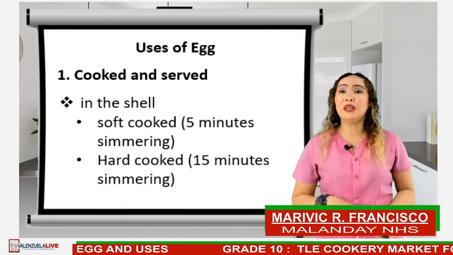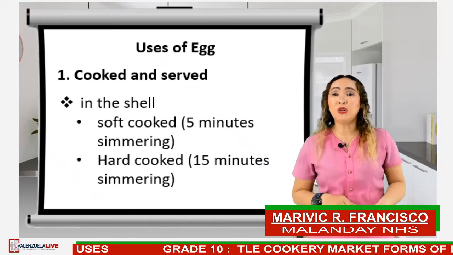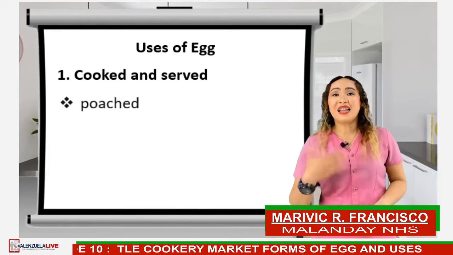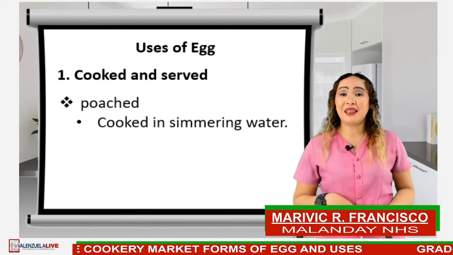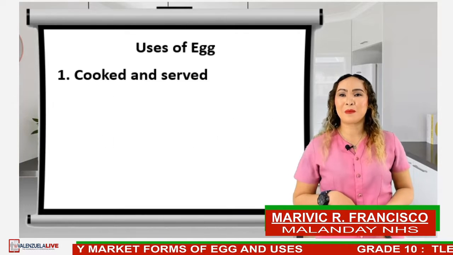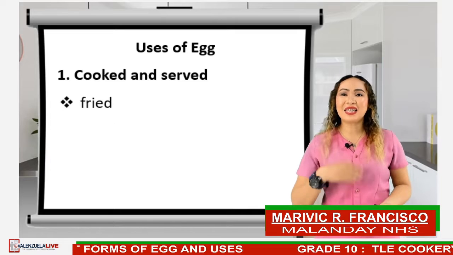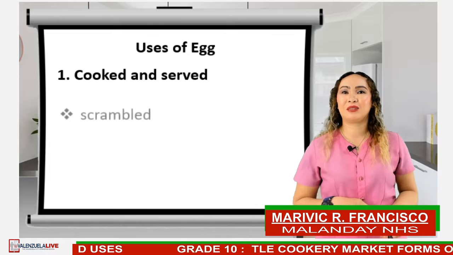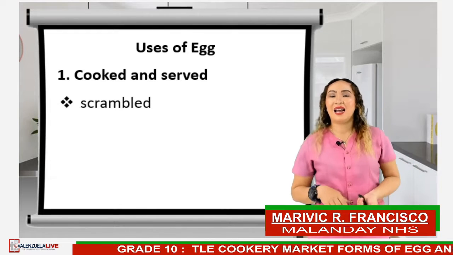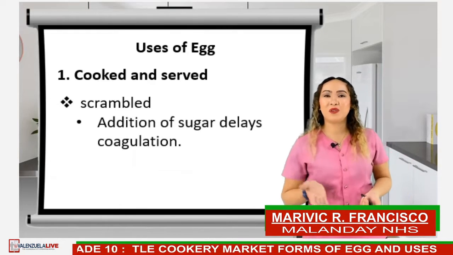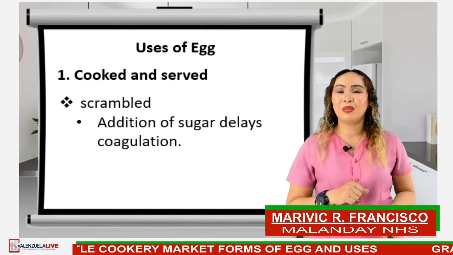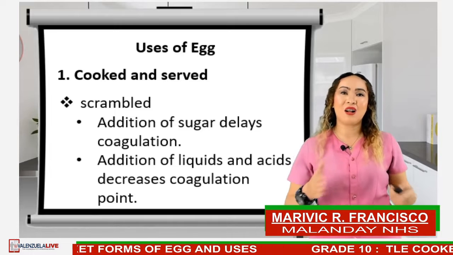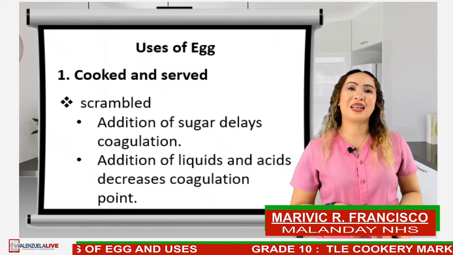For scrambled, addition of sugar delays coagulation. The addition of liquids and acids decreases the coagulation point. Right? Yes. As scrambled here, the addition of sugar delays coagulation. And we have the addition of liquids and acids that decreases the coagulation point. Now, next.